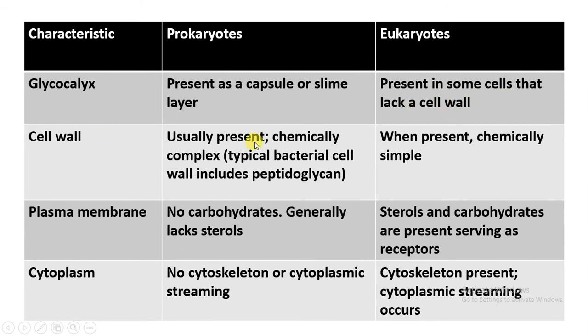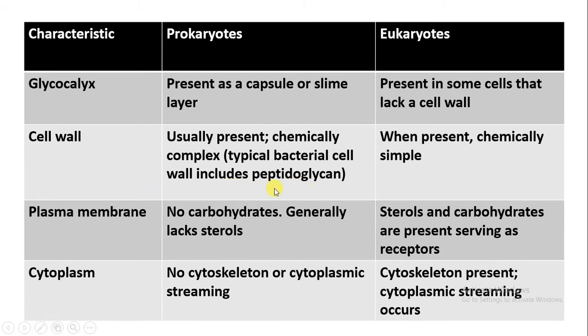Next about the cell wall. Cell wall, it is present in the bacteria, that is called as peptidoglycan. And when we talk about the archaebacteria, they have the pseudomurein layer. Here the pseudomurein is present. This is how the cell wall is made up of pseudomurein in the archaebacteria.